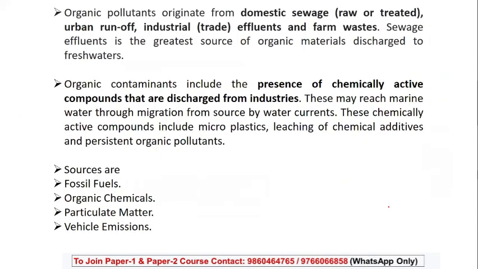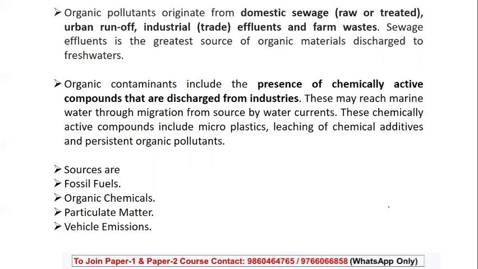The next are organic pollutants, which originate from domestic sewage, raw or treated, or urban runoff or industrial trade. This sewage influence is the greatest source of organic material discharged in fresh waters. They include chemically active compounds discharged from industries. They are rich in marine water. These chemically active compounds include microplastics, chemical additives and persistent organic pollutants. The sources are fossil fuels, organic chemicals, particulate material or vehicle emissions.